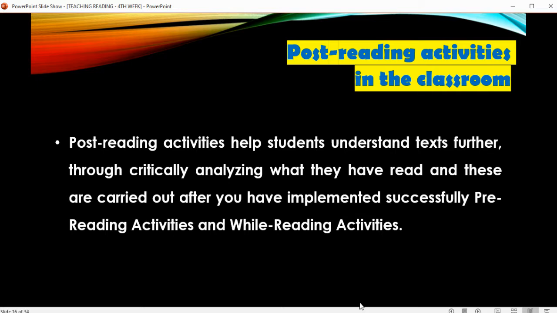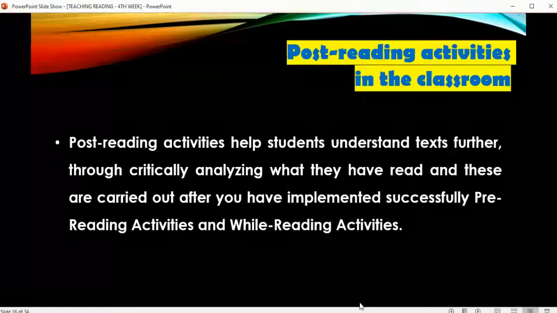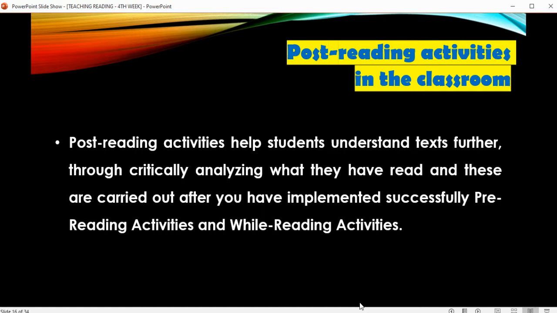So notice here, in the post-reading activities, we're going to take the students' knowledge of the test, what they could understand about the test, and we are going to expand it. That's why here says understand the test further, all right? But they are going to expand their knowledge by analyzing critically what they have read, all right? But before doing this, you have to accomplish the previous two stages, no? The pre-reading stage and the while reading stage.